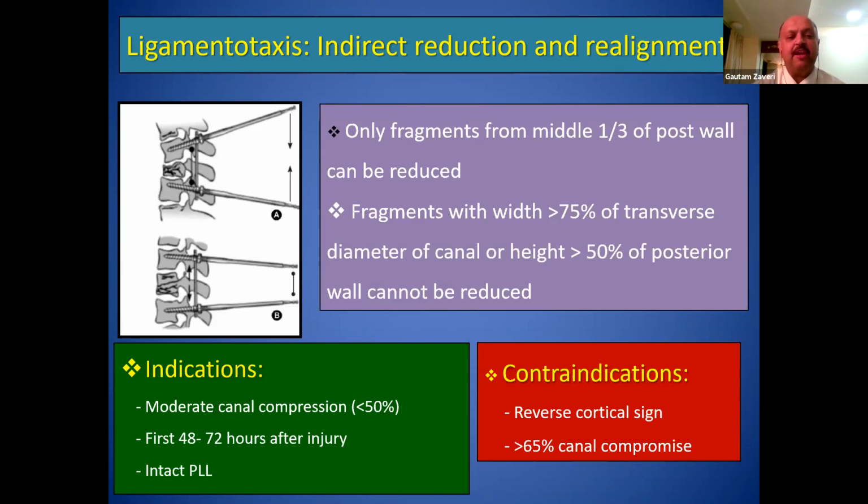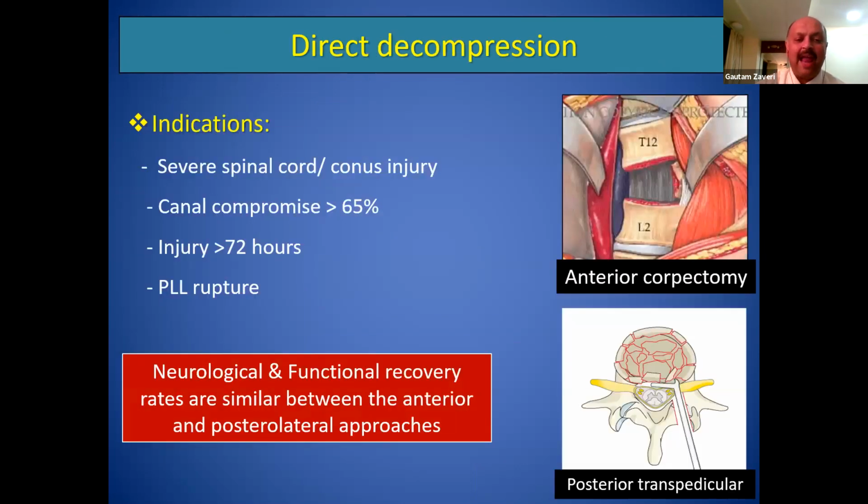One must additionally remember that only fragments from the middle third of the posterior wall can be reduced. Fragments which are very large will not be reduced by this procedure. In large fragments with severe spinal cord or conus injury, where canal compromise is more than 65%, where the injury is more than 72 hours old, or the posterior longitudinal ligament is disrupted, a direct decompression is preferable.